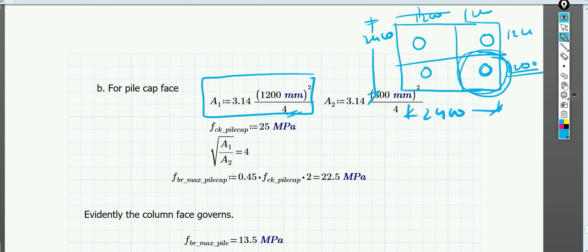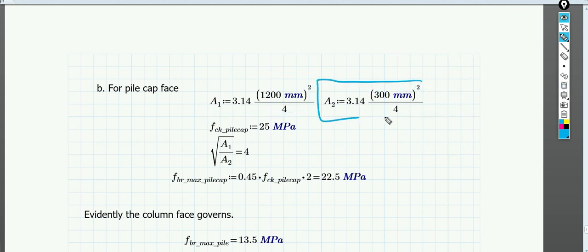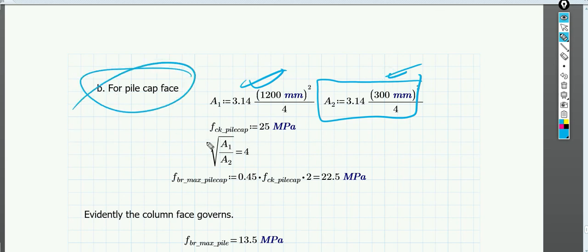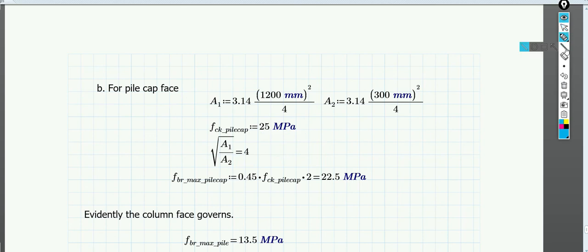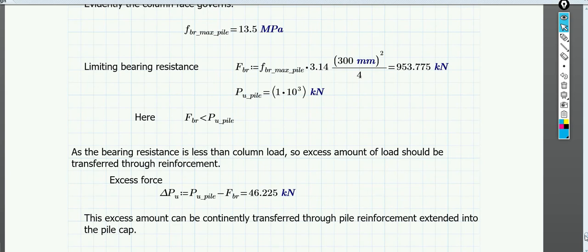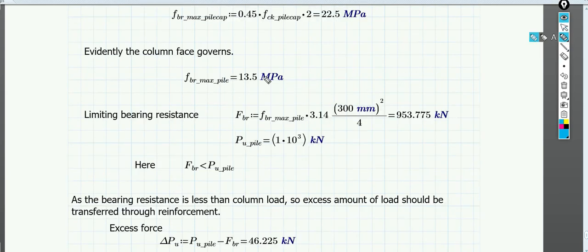And also for the pile, it is 300 mm. So this is for pile cap, this is for pile, and we are considering the pile cap face, so it is 25, and the root of A1 by A2, if you see this 4, it should be equal to 2, it should not be more than 2. So if you put the values, it becomes 22.5 itself. Now as you can see, the governing criteria is basically 13.5, right? The smaller one is 22.5, one is 13.5. So 13.5 is the governing case that should be taken.